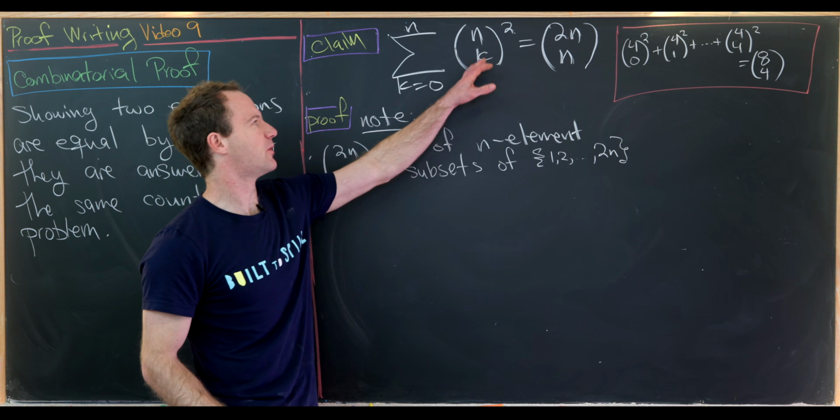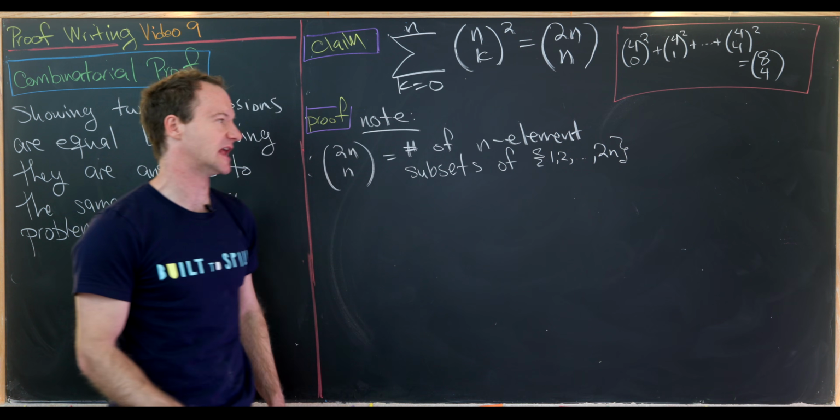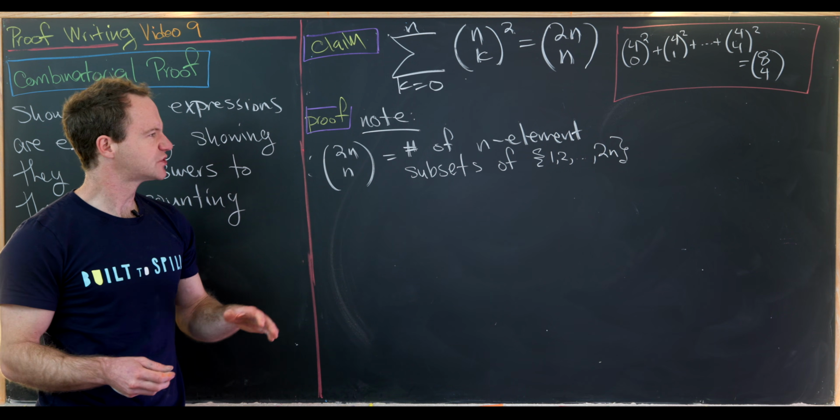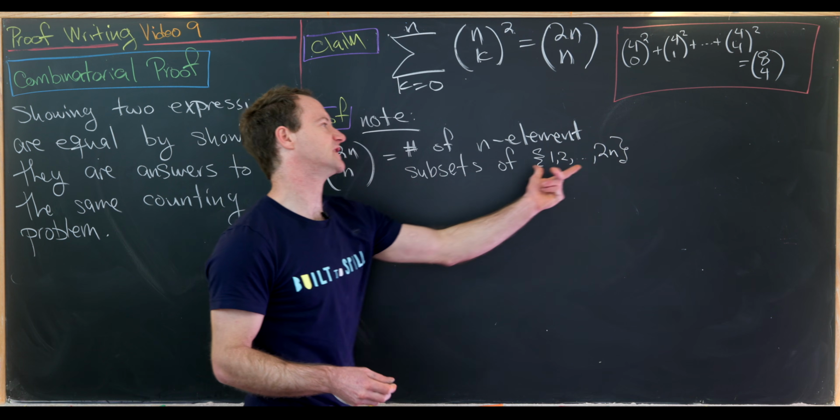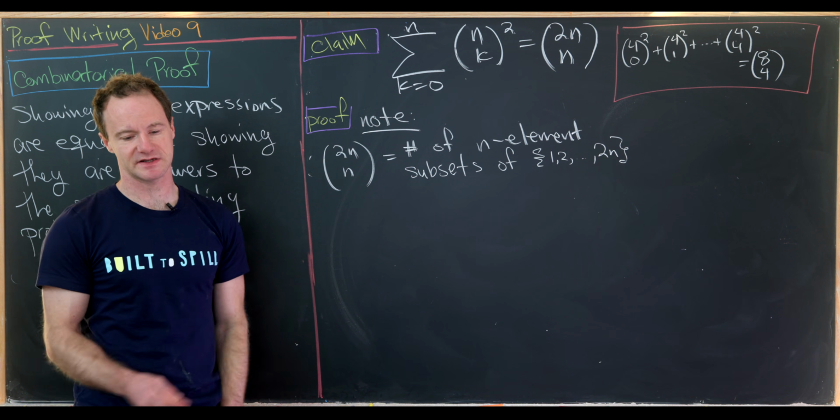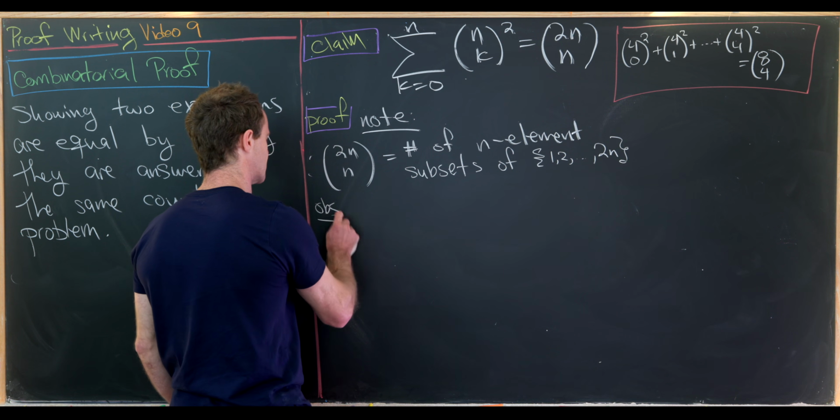Then let's notice that the parts of this sum are counting the number of k element subsets of an n element set, and we're squaring them, so I think that motivates us to split this 2n element set into 2 n element sets. So let's maybe do that with the following observation.